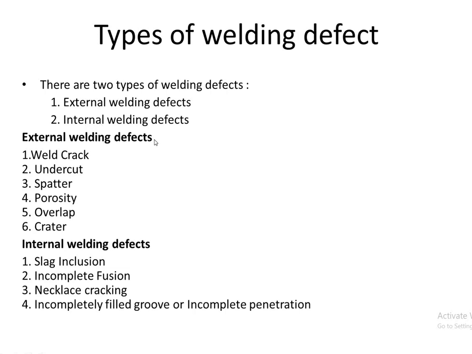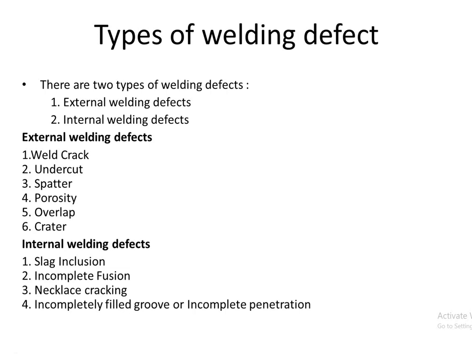Under external welding defects, it is weld crack, undercut, spatter, porosity, overlap, crater. Under internal welding defects, it is slag inclusion, incomplete fusion, necklace cracking, incompletely filled groove, or incomplete penetration. So these are all the internal welding defects.